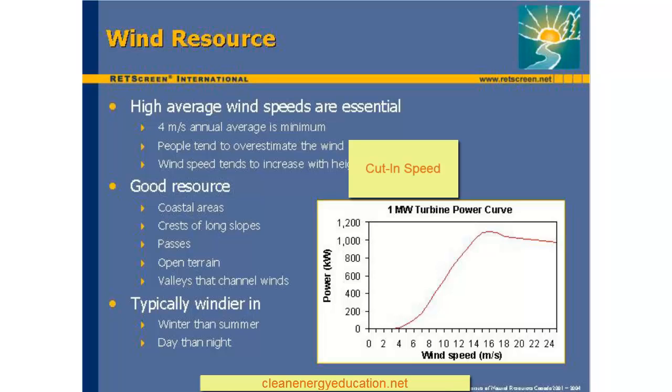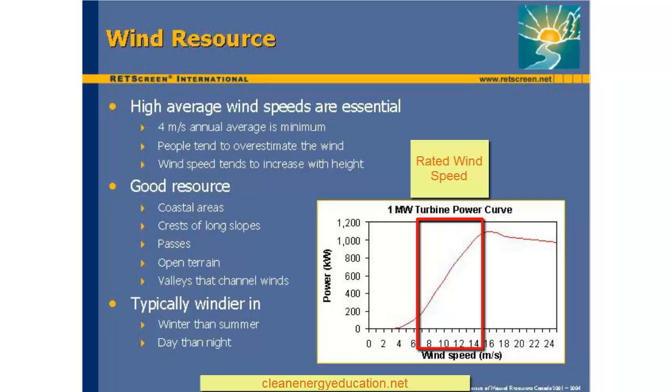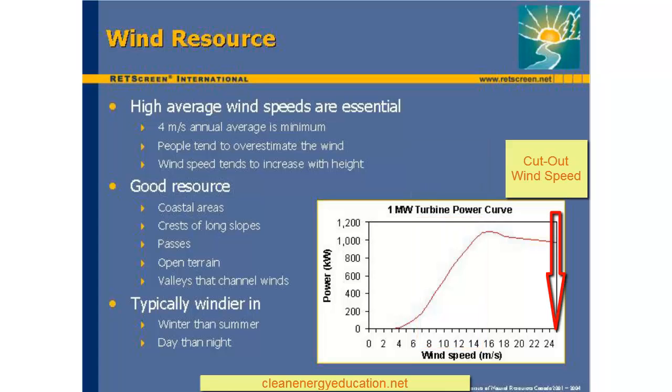The output of the turbine rises rapidly at wind speeds between 7 meters per second and 15 meters per second, where it reaches a maximum. This wind speed is called the rated wind speed. At wind speeds above 25 meters per second, the wind turbine shuts itself down, and this threshold is the cutout wind speed.